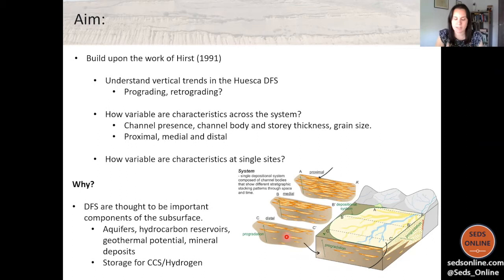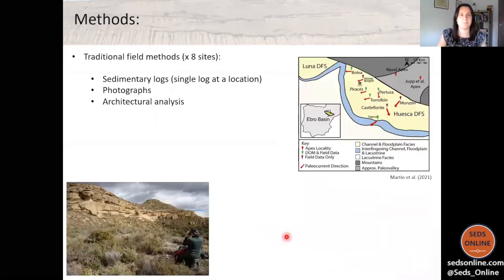But they could also be really important as we transition into greener energy sources and work towards sustainability development goals. So for example, they can be carbon capture and storage sites, as well as, who knows, the potential to be hydrogen storage sites. So there's real applications into understanding these deposits in 3D and how they may vary.